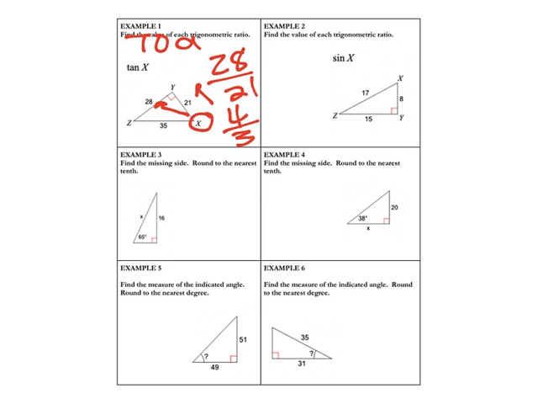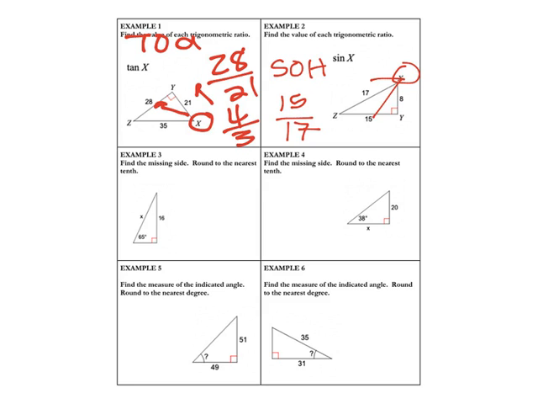Try example 2 while pausing and then check yourself. All right, so for example 2, we saw that it was sine, so that's SOH, sine, opposite, hypotenuse. So opposite was 15, and then hypotenuse was 17, so I put 15 over 17. I cannot simplify that, so therefore that is the trigonometric ratio.